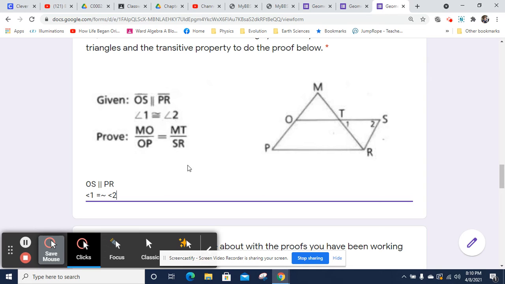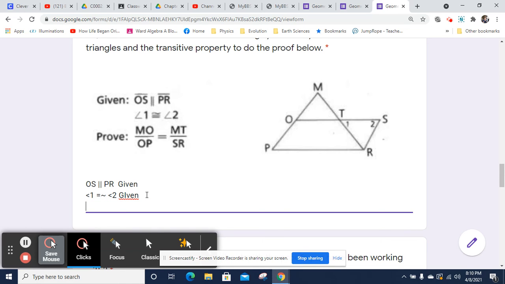Those are givens, of course, given and given. Later on, that tells us that TSR is an isosceles triangle, which tells us also that TR and SR are congruent. That's a key element of this because it's easy to prove that MO is to OP as MT is to TR. It's not as easy to prove MT to SR. But if SR and TR are the same, because that's an isosceles triangle, it'll be easy to do.